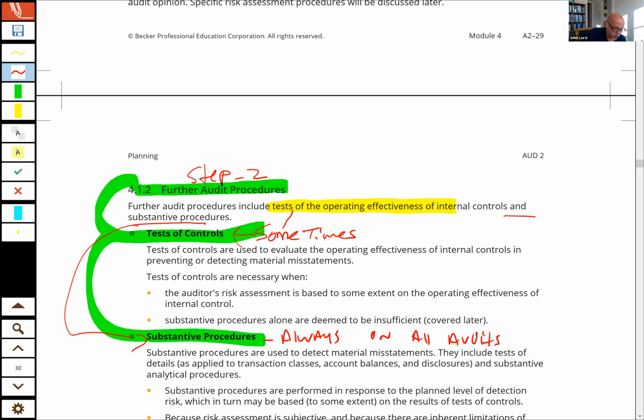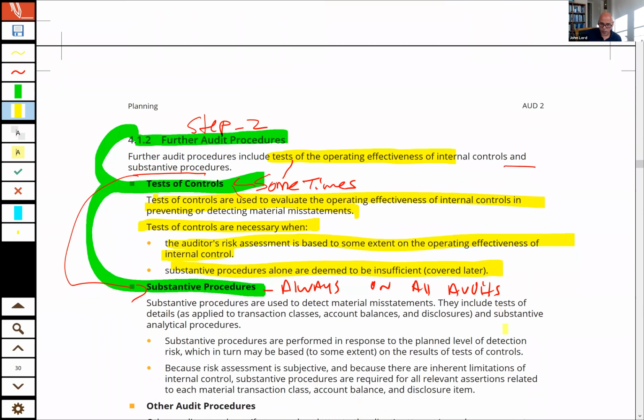Okay, so let's take a look. And they tell us that test of controls are used to evaluate the operating effectiveness of the controls, preventing or detecting material misstatement. Test of controls are necessary when the auditor's risk assessment is based to some extent on the operating effectiveness of the internal control, or if substantive procedures alone are not considered to be sufficient. So we do it sometimes. What? If we believe the controls have the potential to be operating effectively.